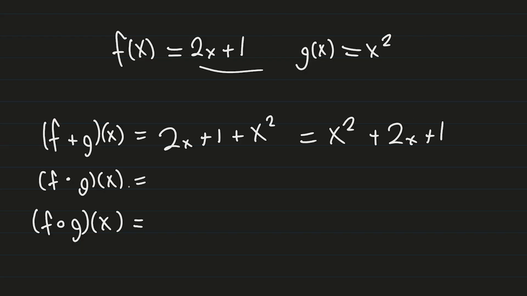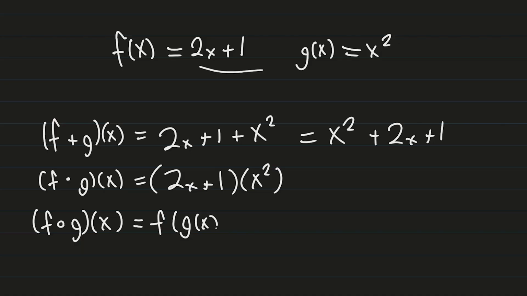To find f times g of x, you take f of x, 2x plus 1, and you multiply that by g of x, x squared. That's it. Now, this little open circle right here means f of g of x. So this is the same as f of g of x.